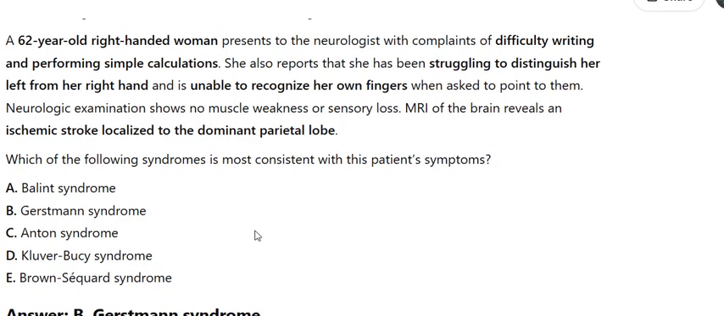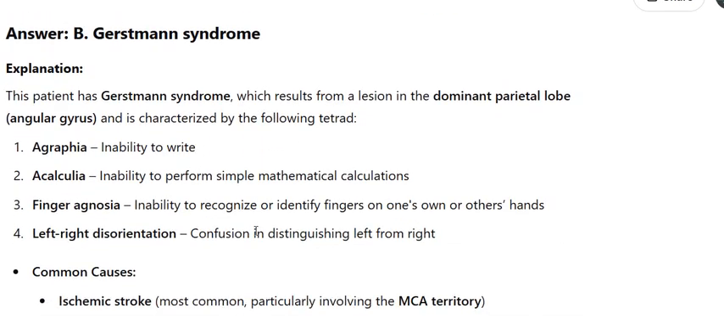Explanation: This patient has Gerstmann syndrome, which results from a lesion in the dominant parietal lobe, angular gyrus, and is characterized by the following tetrad. 1. Agraphia, inability to write. 2. Acalculia, inability to perform simple mathematical calculations. 3. Finger agnosia, inability to recognize or identify fingers on one's own or others' hands. 4. Left-right disorientation, confusion in distinguishing left from right.